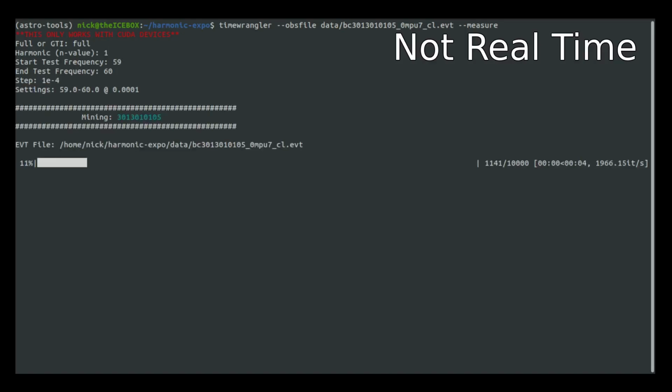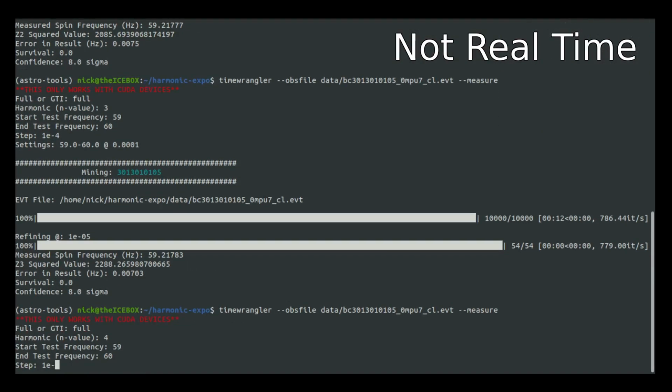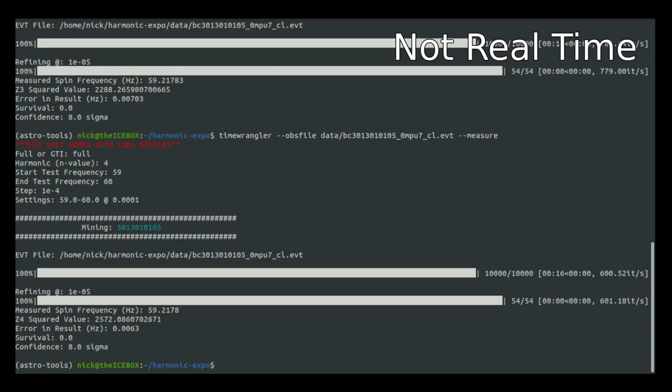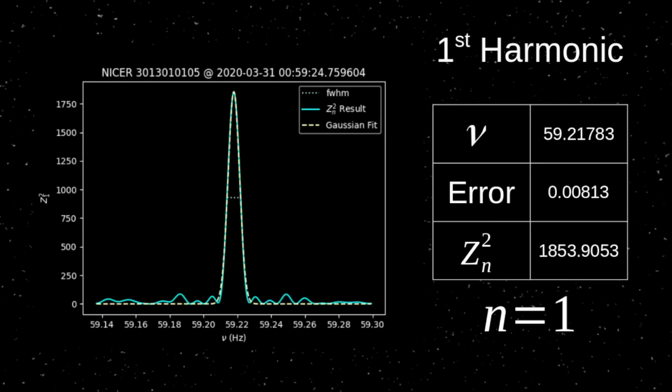So I took the same dataset, NICER dataset 301.301.105 from the Crab Pulsar, and I looked at exactly 2 times the value that we were finding. Actually, it was more so between 59 and 60 hertz. And let's take a look at the results that we see from that. For the first harmonic of that same data set for the Crab Pulsar, the Z1 squared value that we end up getting is 1,853 with some nice error bars, and this is at pretty much perfectly 2 times the frequency that we measured before. It's never going to be exactly perfect, but within error bars. This is the harmonic, but notice a particular issue here.